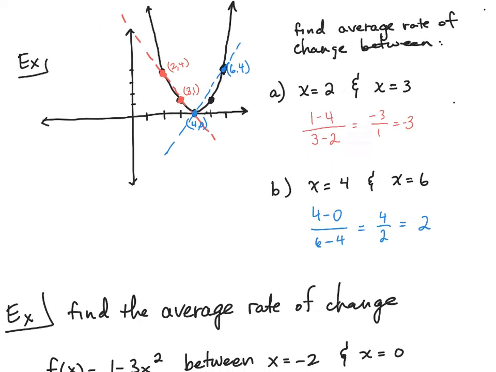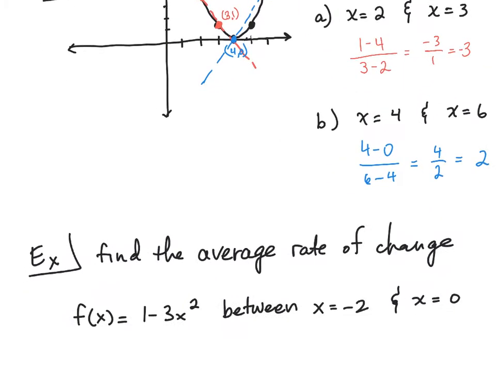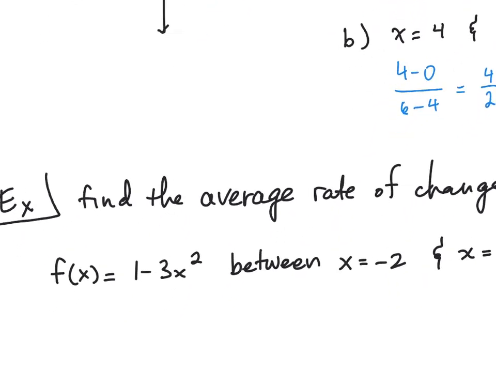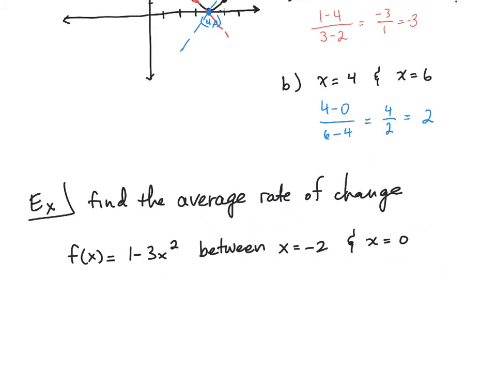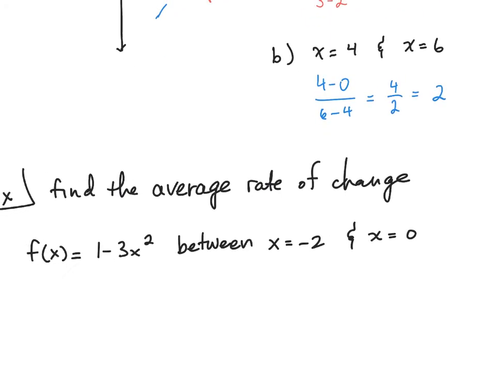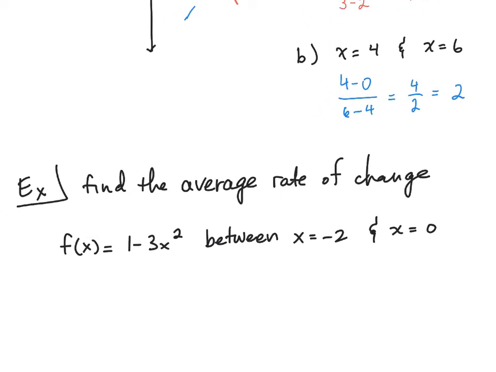Now, let's try to find the average rate of change using just an equation, no graph. So we have a function 1 minus 3x squared. I'm going to find the average rate of change between x equals negative 2 and x equals 0. We're still going to use the average rate of change formula, which is just the slope formula. And so we have two values for x, x equals negative 2 and x equals 0, so we just need to have two values for y.